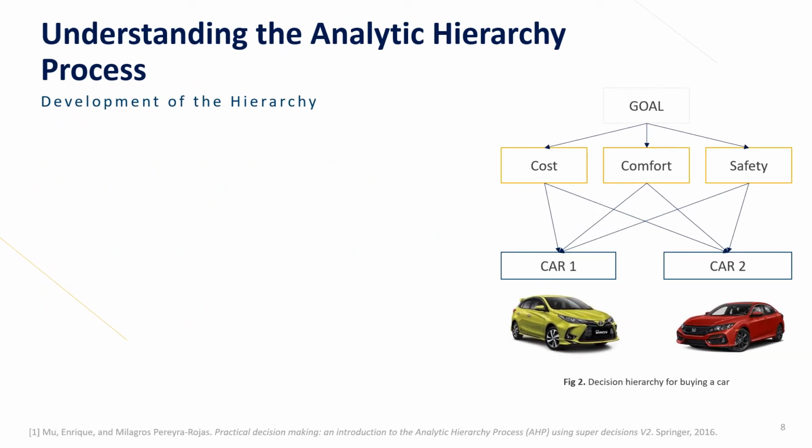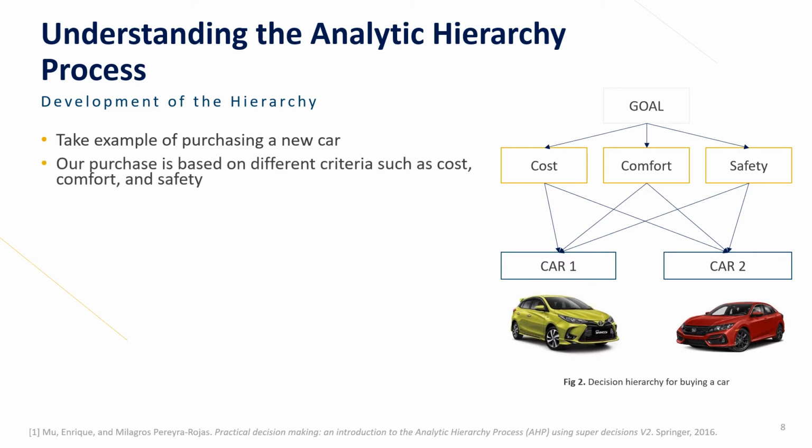Now we will go to the first step, which is development of the hierarchy. Take the example of a decision to purchase a new car. So in a decision to purchase a new car, the goal, of course, is to choose the best car that's suitable for you as a decision maker. And let's say that our purchase will be based on criteria such as cost, this is criteria 1, comfort, and safety of the car.